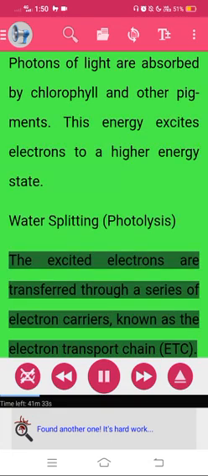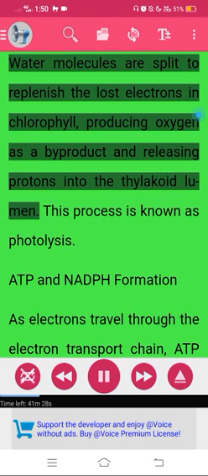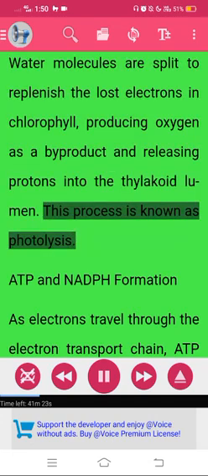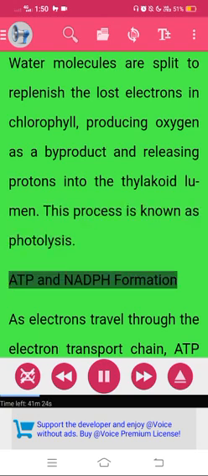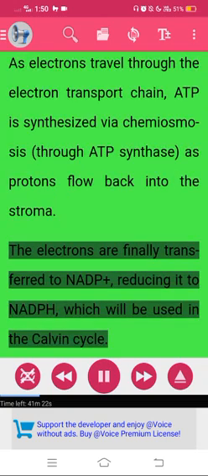Water splitting, photolysis. The excited electrons are transferred through a series of electron carriers, known as the electron transport chain. Water molecules are split to replenish the lost electrons in chlorophyll, producing oxygen as a byproduct and releasing protons into the thylakoid lumen. This process is known as photolysis. ATP and NADPH formation. As electrons travel through the electron transport chain, ATP is synthesized via chemiosmosis through ATP synthase as protons flow back into the stroma. The electrons are finally transferred to NADP+, reducing it to NADPH, which will be used in the Calvin cycle.